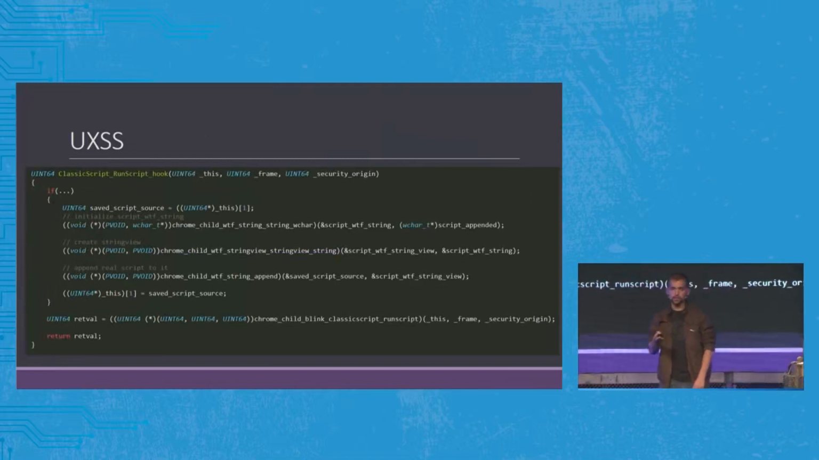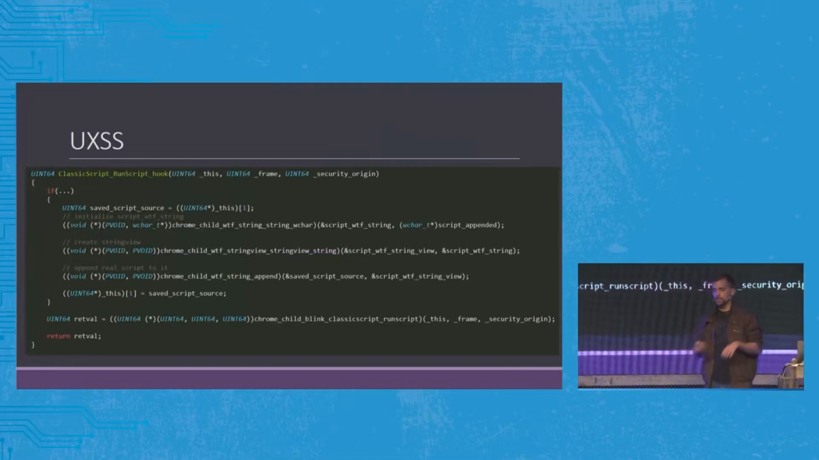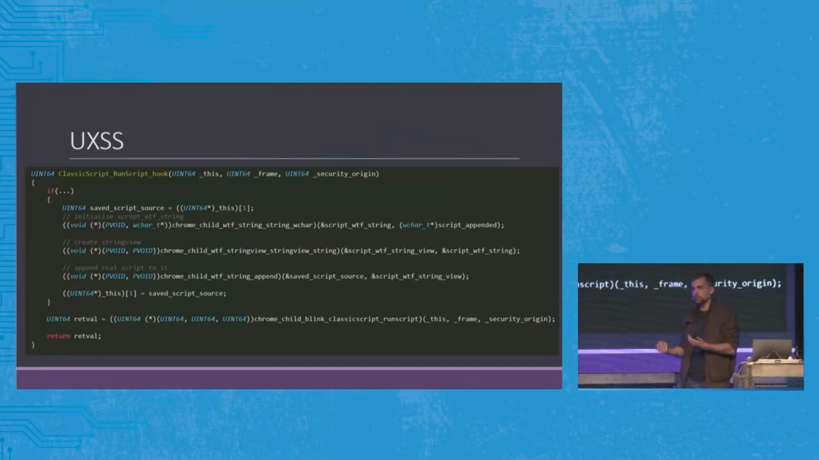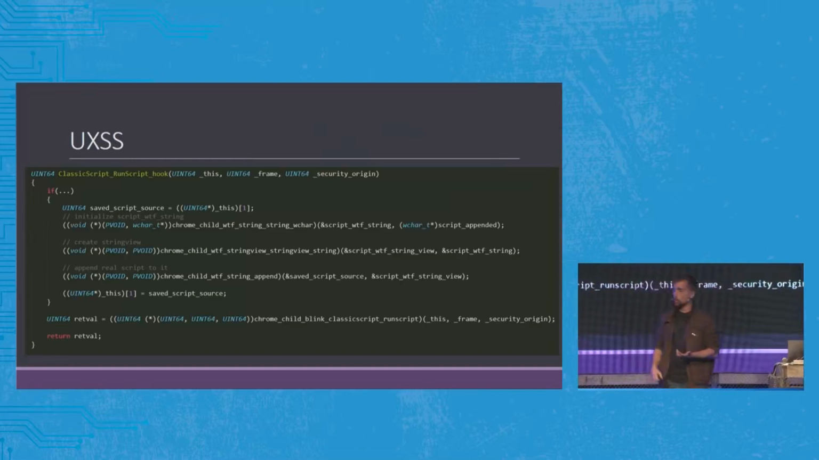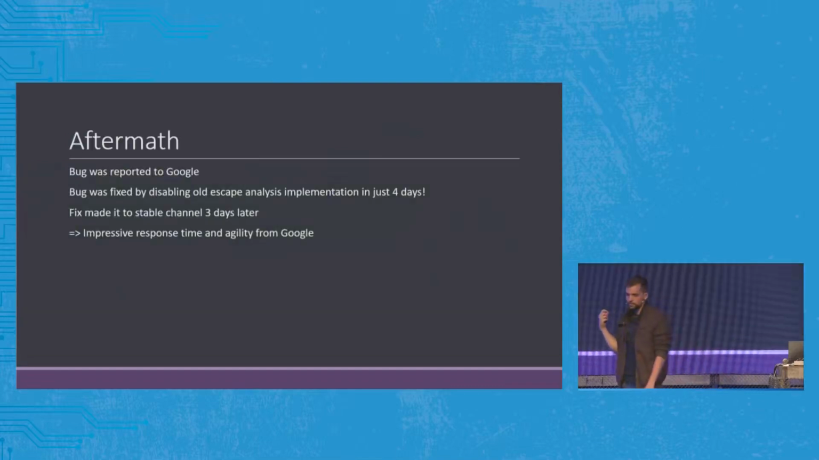Same thing for getting universal cross-site scripting, which is a way for me to inject arbitrary JavaScript inside of any new frame that is spawned inside of my process. I am just going to hook this classic script run script function inside of the Chrome DLL binary, and not really doing anything crazy. Really, just creating a new WTF string, embedding that string into the current script that's about to be executed, and then letting things execute as expected.